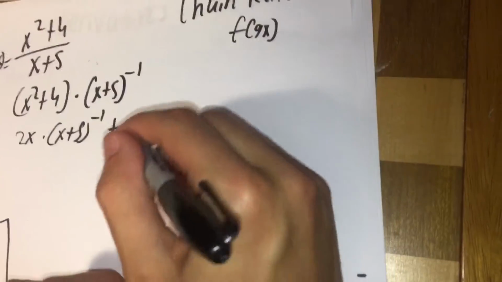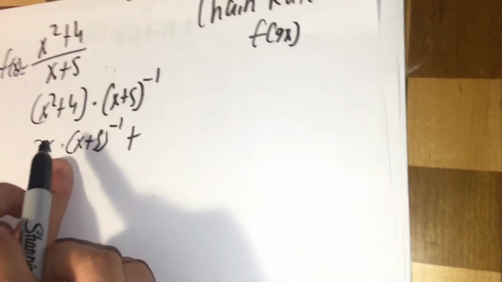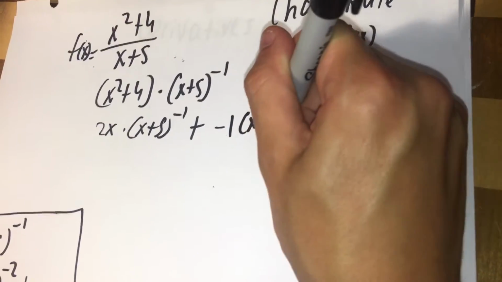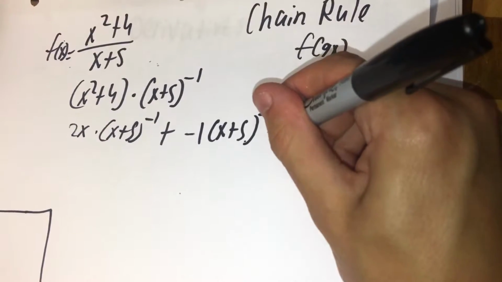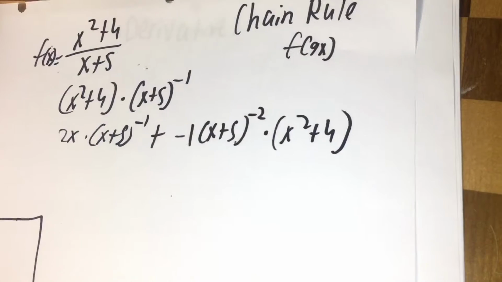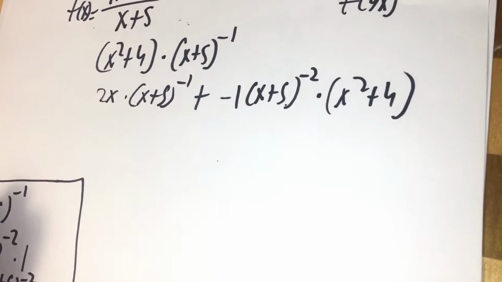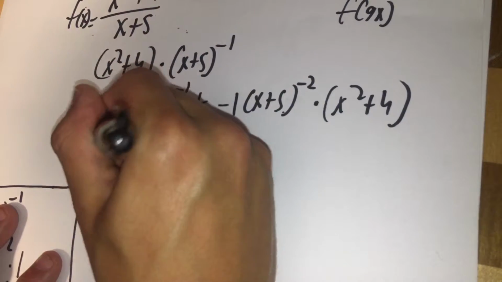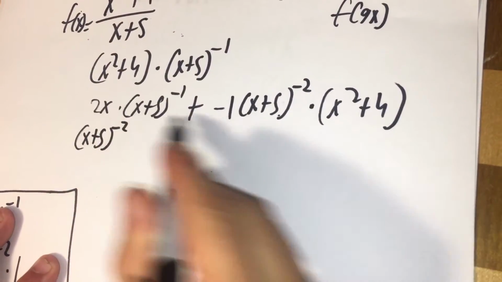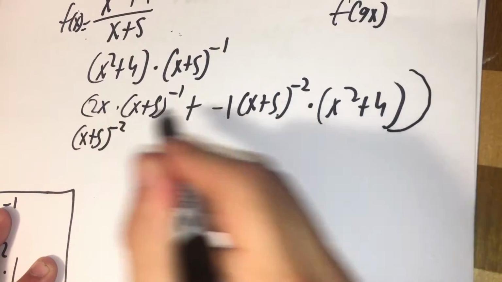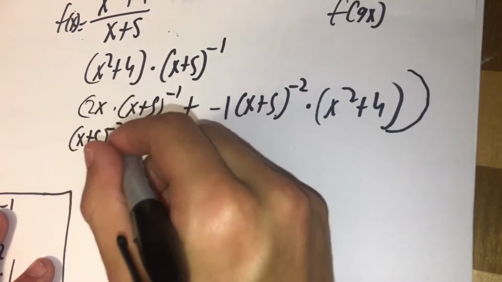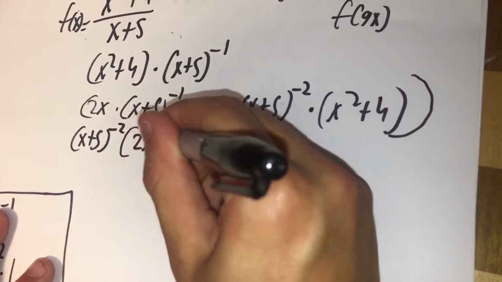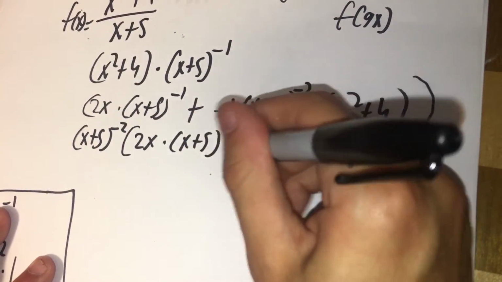So let's go back to our original problem. We already did u prime times v. Now we have our v prime down here. Let's do our v prime: -1 times x plus 5 to the negative second power times our initial u, which is x squared plus 4. So this may look a bit confusing, but really all that we have to do is take x plus 5 to the negative second power out of this whole quantity. So what we would do then is see that it would be 2x times, if you took this out of here, it would be times quantity x plus 5 plus, wait, why does it become a positive exponent?